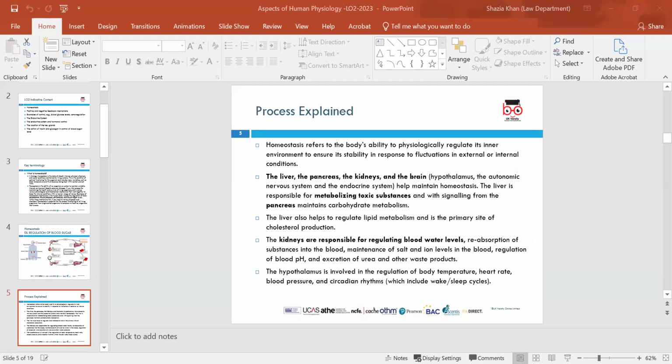So we've explained the process a little bit there in regards to the physiological environment and stability. So the liver, pancreas, kidneys and the brain help maintain homeostasis. The liver is responsible for metabolizing toxic substances, and with signaling from the pancreas maintains carbohydrate metabolism. The liver also helps to regulate lipid metabolism and is the primary site of cholesterol production. The kidneys are responsible for regulating blood water levels, absorption of substances in the blood, maintenance of salt and iron levels in the blood, regulation of blood pH and excretion of urea and other waste products.